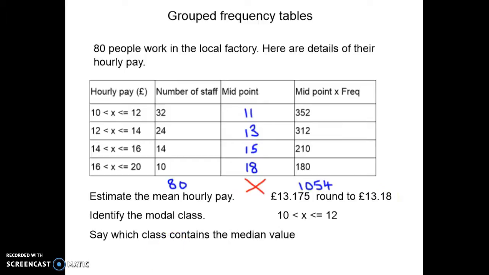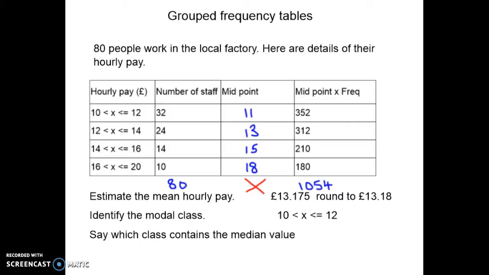To identify which of these groups is the mode, I've looked for the highest frequency, which is 32. So 32 people are paid in this £10 to £12 range. So that's my answer. I write the whole text of what's in the first column.